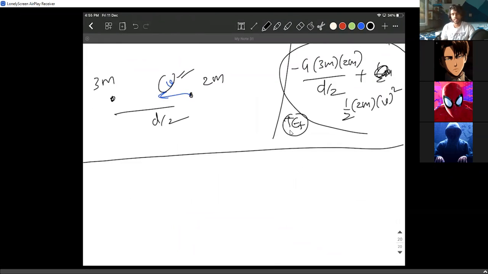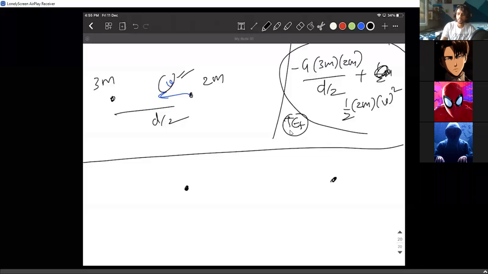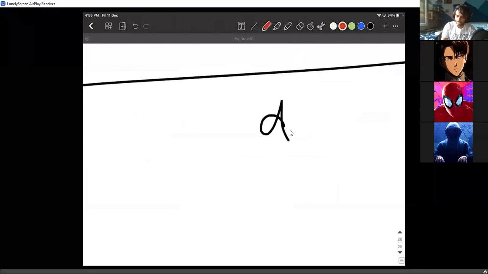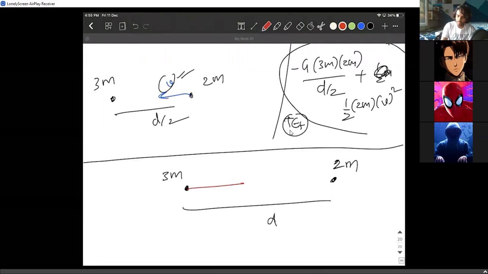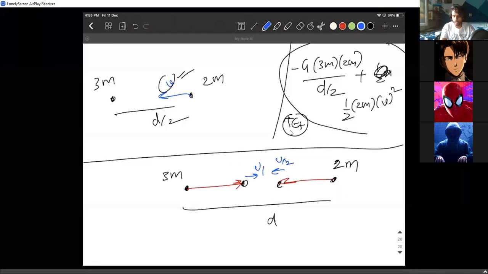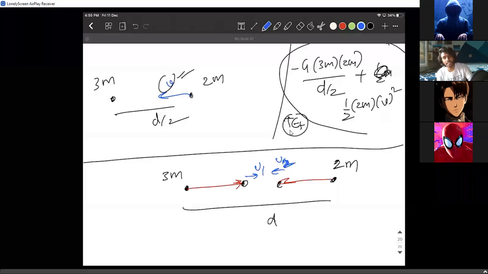Just before you leave, one more question, where both the masses are free. 3m and 2m are released from a distance d. Both the masses move to a new position, so both have velocities v1, v2. How will you solve this question? How do you relate v1 and v2? Can somebody relate v1 and v2?